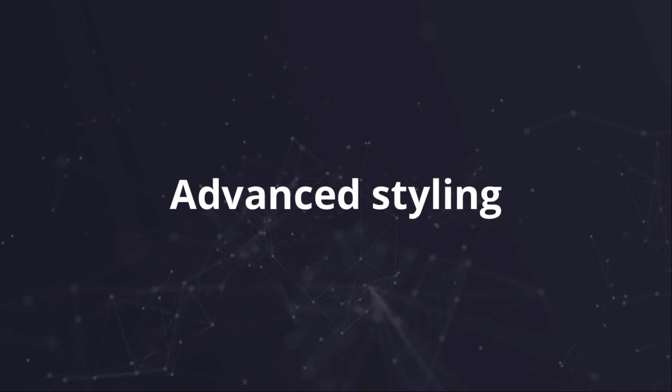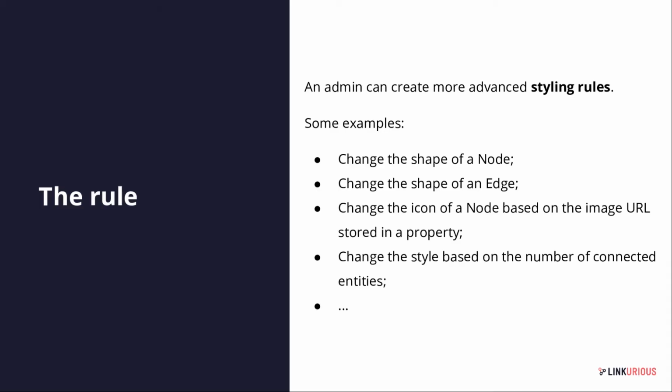Next topic is the advanced styling. We saw how it's possible to change the icon, the color, or the size of nodes and edges. But in Linkurious Enterprise, you can do something more. In fact, admin users can create more advanced styling rules. Just to give you some examples, it's possible to change the shape of a node or even the shape of an edge. It's possible, for example, to change the icon of a node based on the image URL that is stored in a property of the nodes, or to change the style based on the number of connected entities.